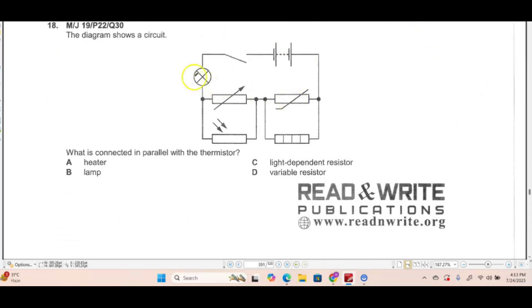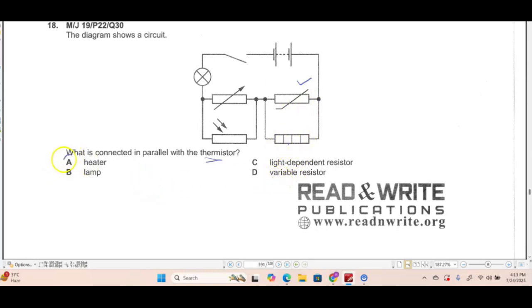Question number 18. The diagram shows a cell. What is connected in parallel with the thermistor? Okay, where is our thermistor? Our thermistor is over here. So what is connected in parallel to it? This is a symbol for a heater.